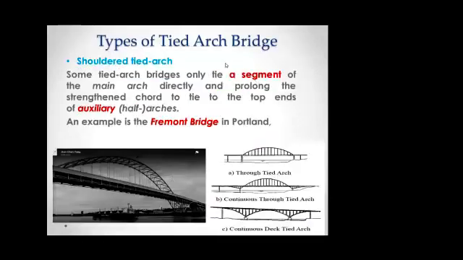Here are the types of tied arch bridge. This is a type of tied arch bridge: the shouldered tied arch bridge. So what is shouldered? We have support over there. Some tied arch bridges only tie a segment of the main arch directly and prolong and strengthen the chord to the tie at the top end axially, for example the Fremont Bridge in Portland. You can see the example I have shown in the figure.